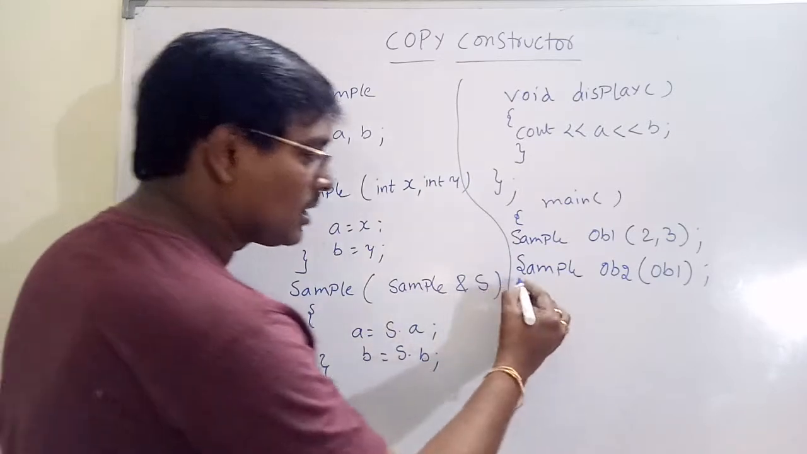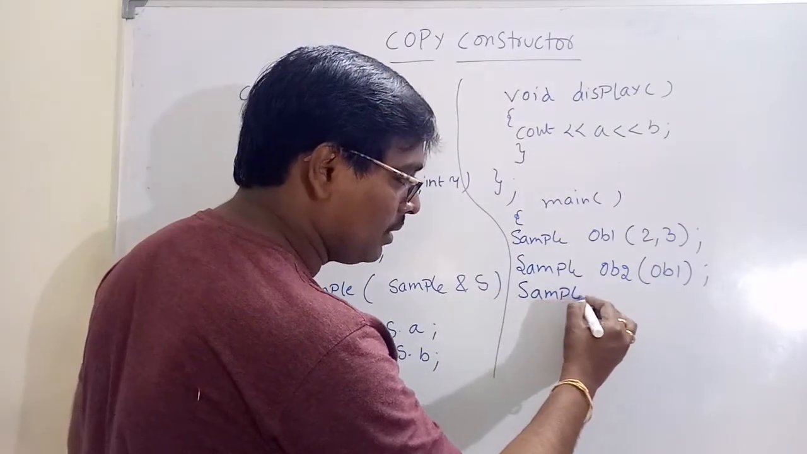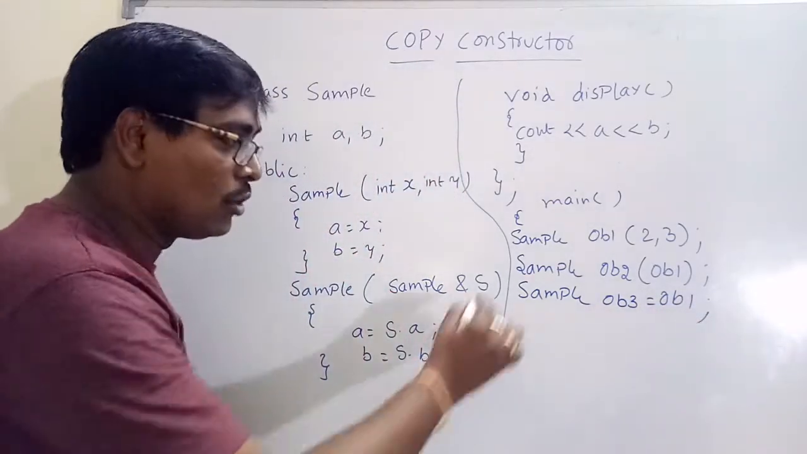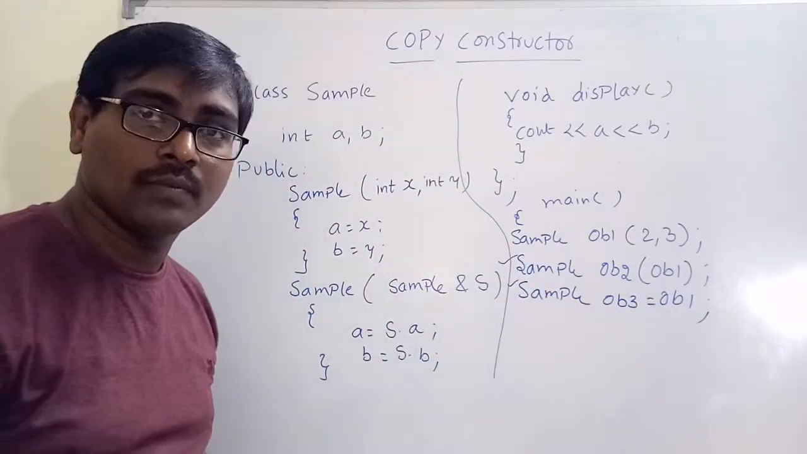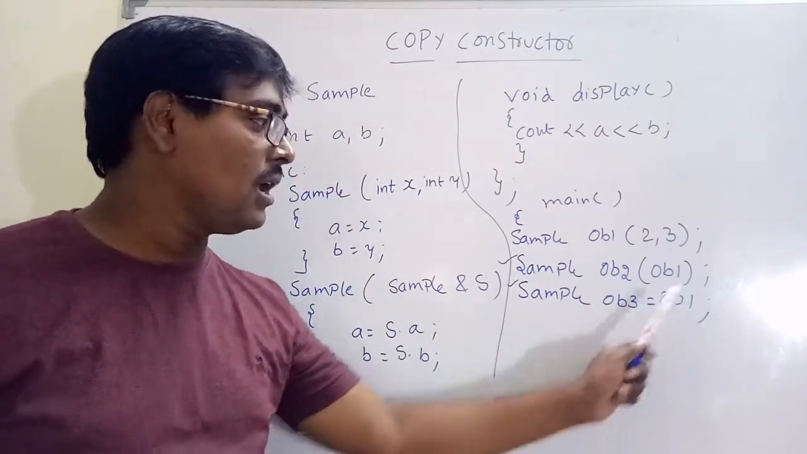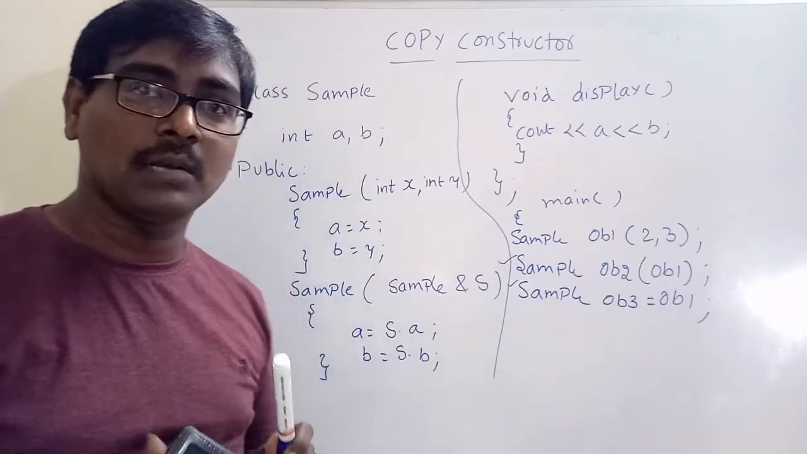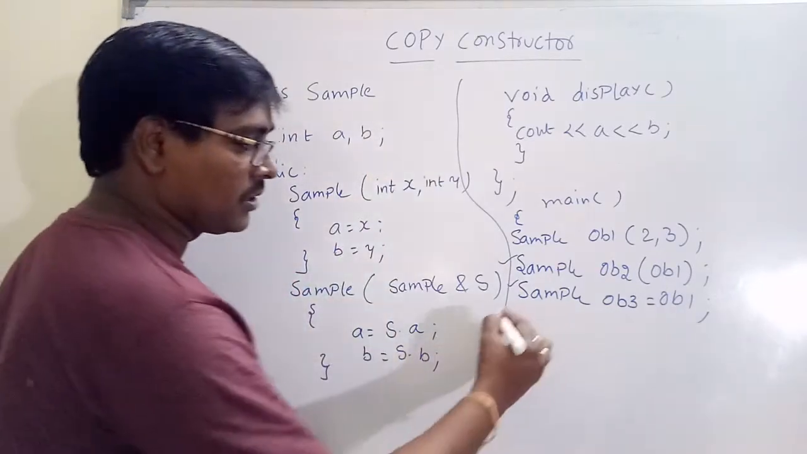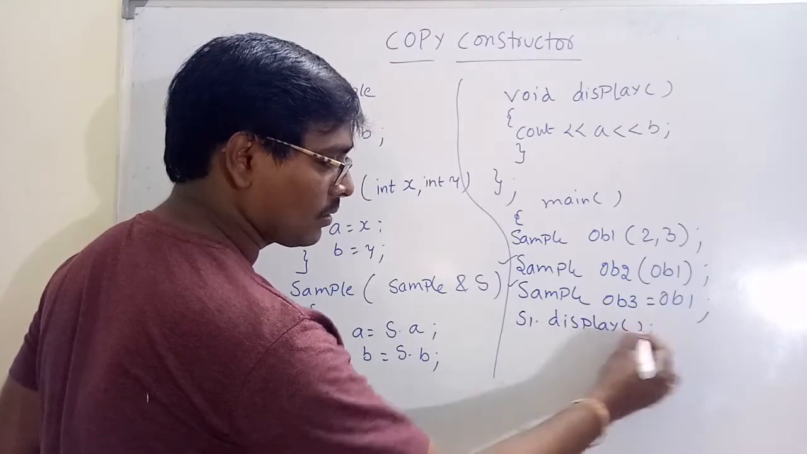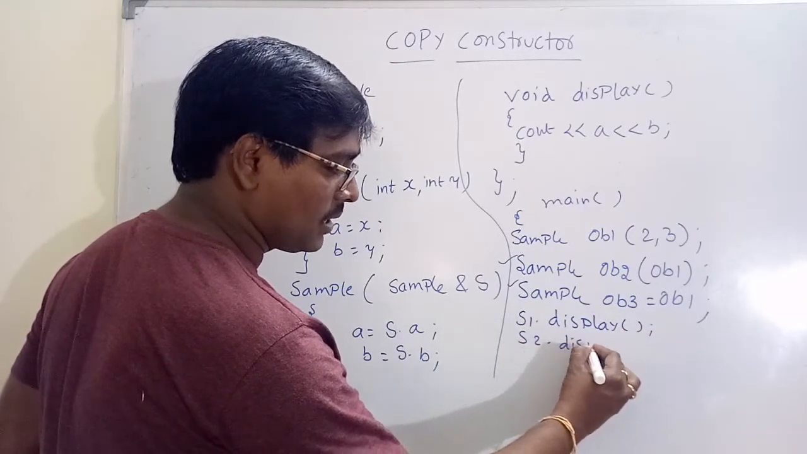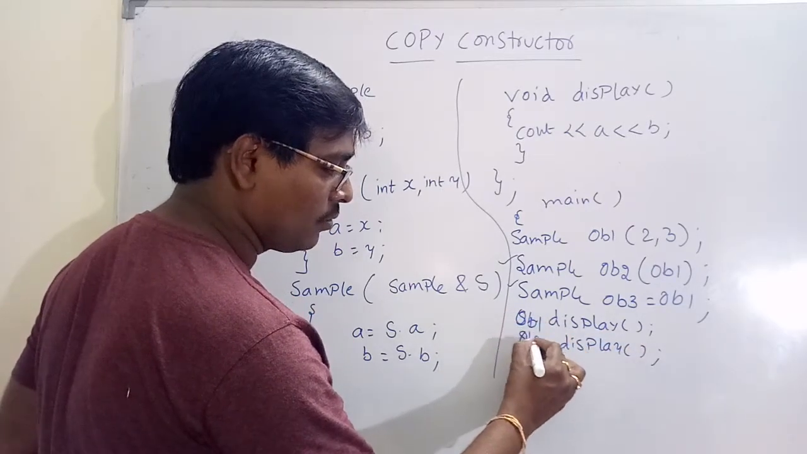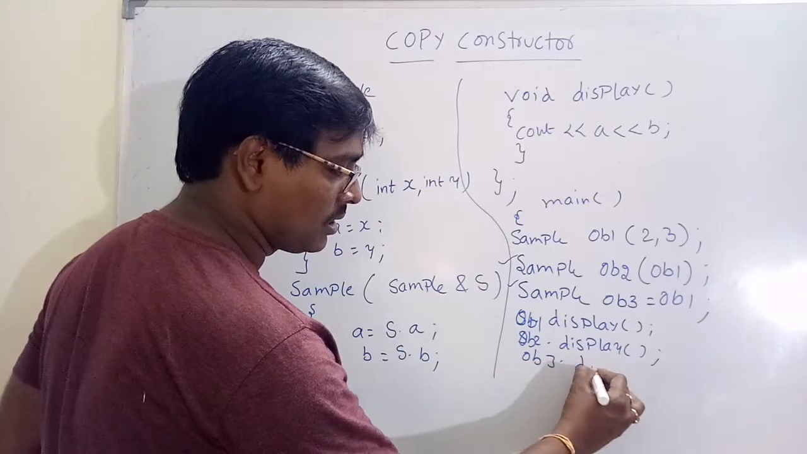Or you can use it like this also. Sample ob3 is equal to ob1. You can use either this one or this one. Directly initialize, or within the parenthesis pass the objects. And call all the display functions: ob1 dot display, ob2 dot display, ob3 dot display.